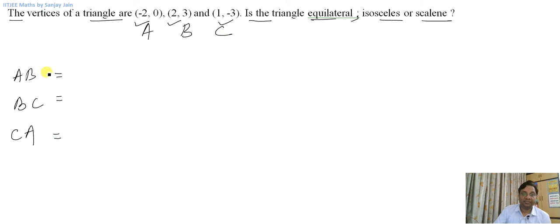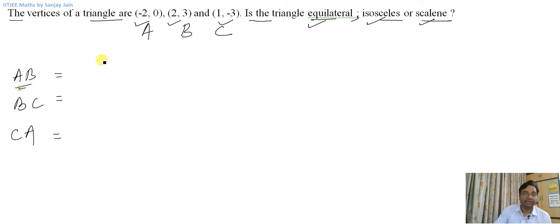And then if these three distances are equal to each other, then I can say this triangle is equilateral. If any two of them are equal, I can say this triangle is isosceles. If none of them is equal to each other, then this triangle will be scalene. So this is the simple distance formula. Let me do it very quickly.